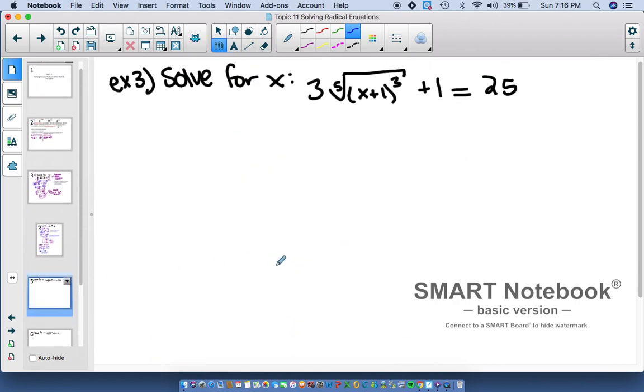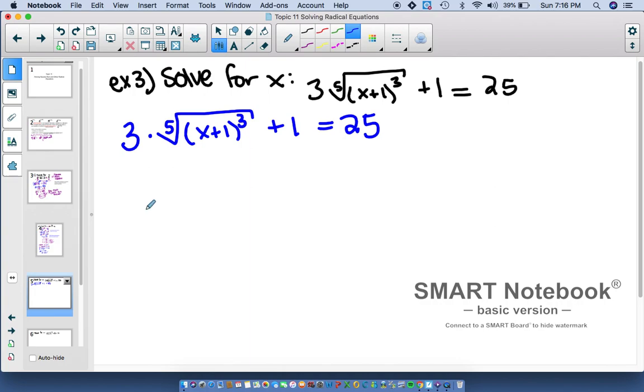Okay, here's another one. Now this one, I don't know if it's clear enough, but let me rewrite it for you. So here's what they want us to solve. 3 times, so this is the 5th root, okay? Make sure you put it inside this little piece of the radical. The x plus 1, the whole thing is cubed, 3rd power, plus 1 equals 25.